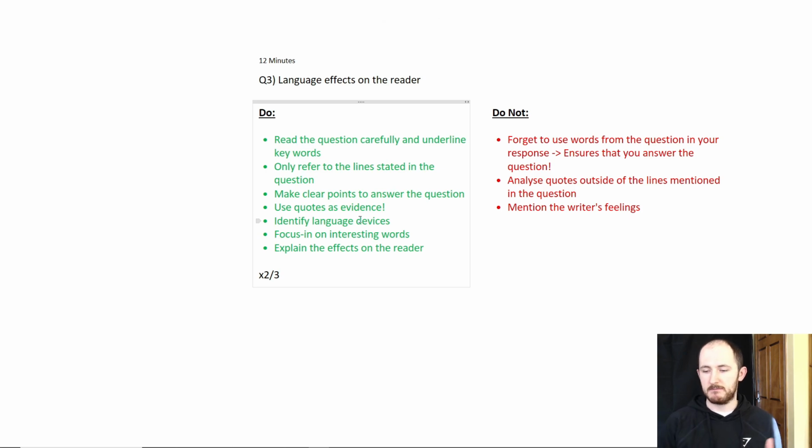Oh, they used persuasive language. Okay, what's the effect on the reader? What's the point of that persuasive language or that simile or metaphor, personification, whatever they've used? What is the point of it? Okay. And then you also want to focus in on interesting words.